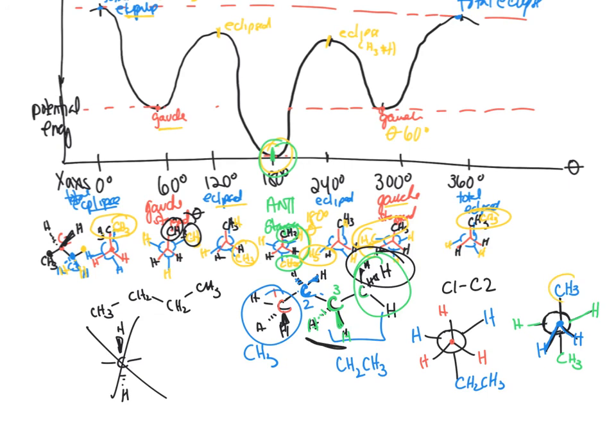Now, the dihedral angle here is 180. So what is that? That would be anti. That's going to be your most stable. Do these structures look the same? They kind of don't, do they?